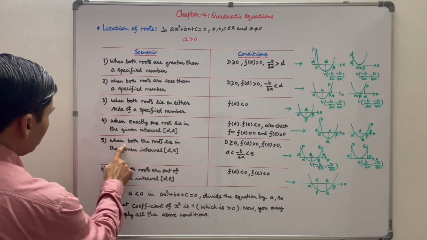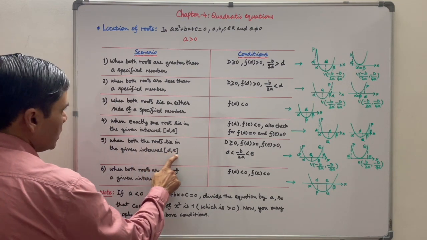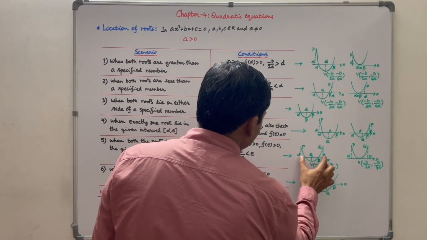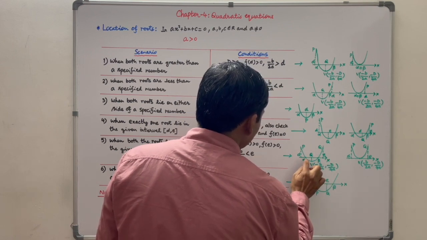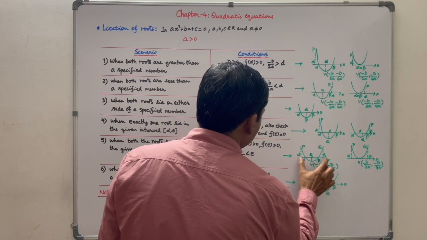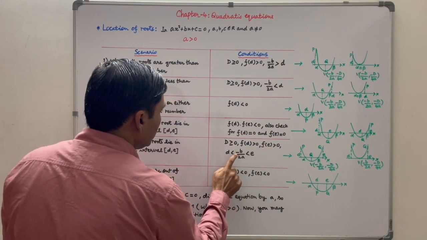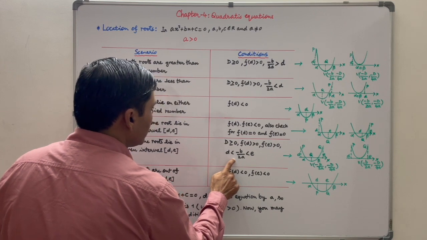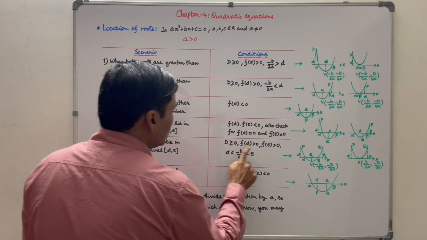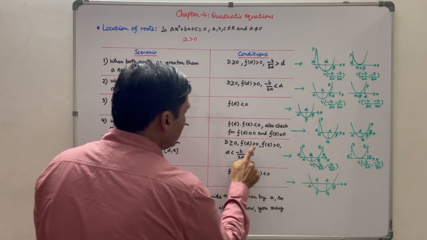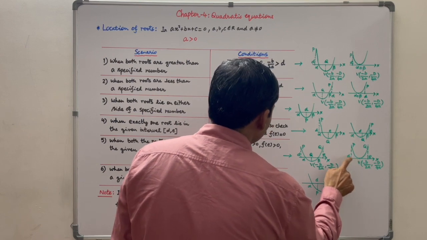Scenario 5. When both the roots lie in the given interval (d, e). Suppose this is the given interval and the roots are alpha and beta. So both the roots alpha and beta lie in the given interval. There are 4 conditions applicable in this scenario. Let us understand them one by one. When D is greater than 0, roots are real and distinct. When D is equal to 0, roots are real and coincident.